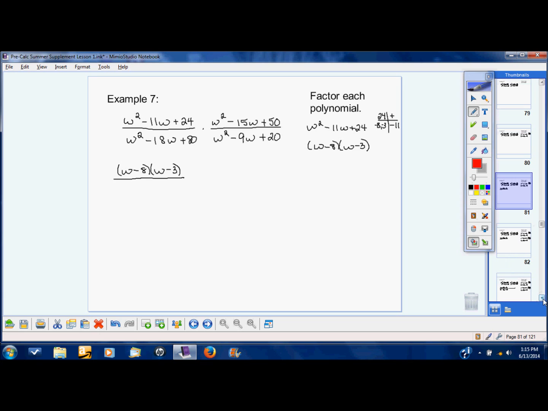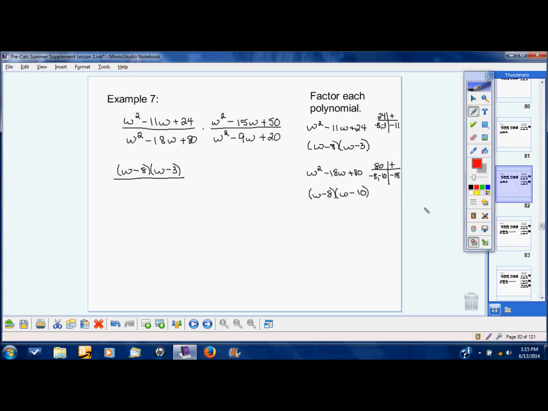Now let's take a look at the next one. You're going to want to factor this right here. Once again, you're looking for factors of 80 that when you add them together you get negative 18. Negative 8 and negative 10 work for that. We got negative 18, so here's the factored form of this polynomial right here. So once again, we put that in.